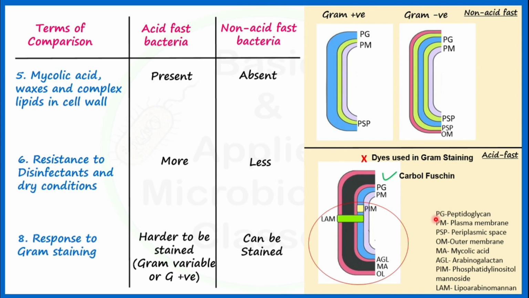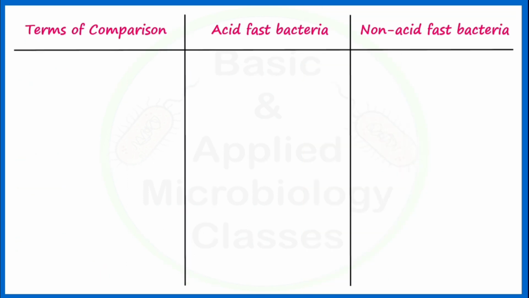Now, one more point. Some acid fast bacteria do take gram staining dyes, but the results come like this: either the reaction will be weakly gram positive or it will be gram variable. Sometimes they show a gram positive reaction, sometimes a gram negative reaction. It means results of gram staining are not considerable when it comes to staining acid fast bacteria by gram staining, right?